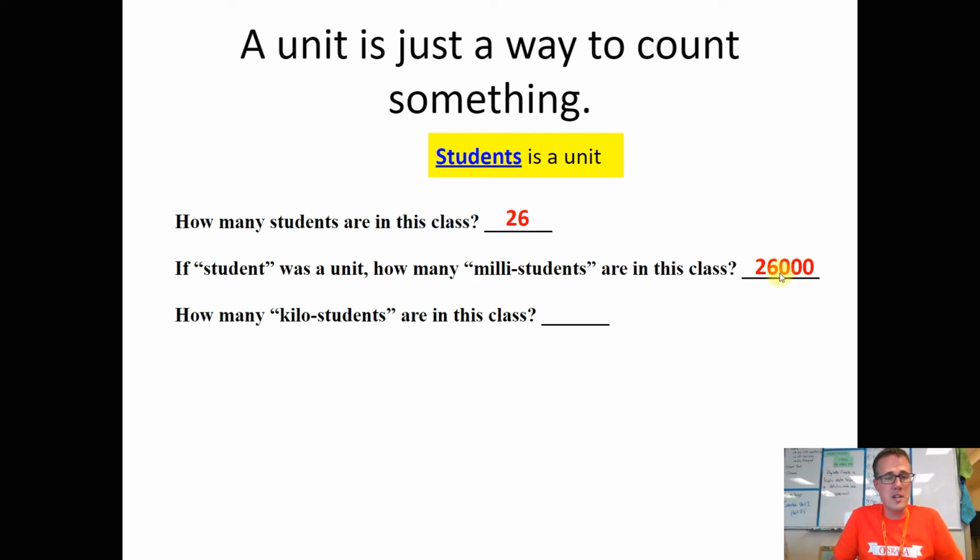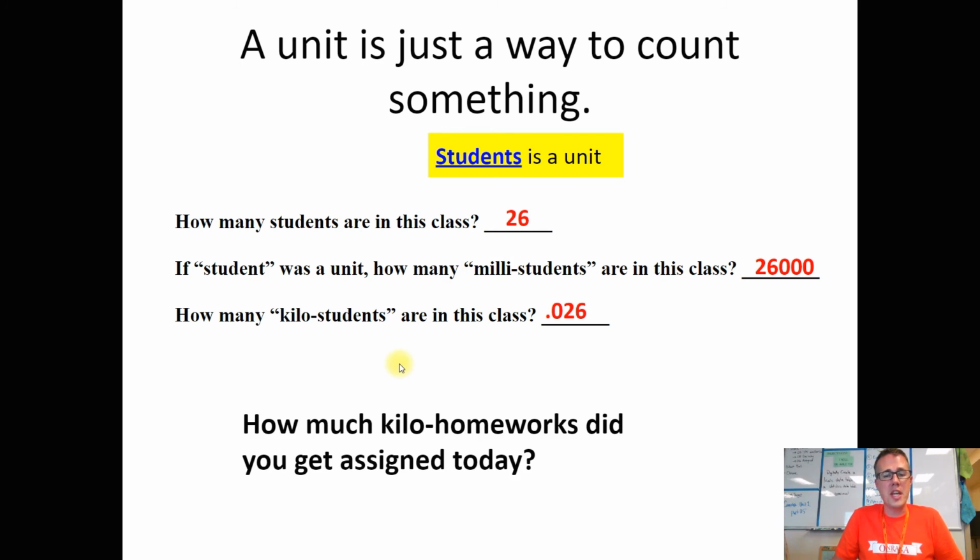Well, what if we go the other direction? How many kilo students are in this class? Well, kilo is 3 swoops to the other way, so we would have 0.026 kilo students. But all 3 of these numbers are the same amount of student, just different ways to count them. So maybe think about how much kilo homework did you get assigned today? You could go home and really brag about how much kilo homework you got done because it might sound like it's a big deal.